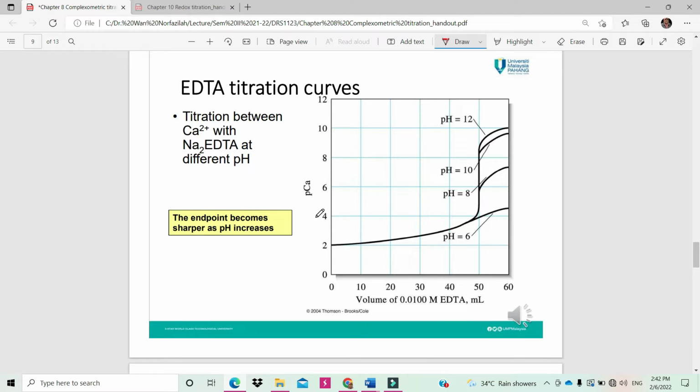So just now I said that when you have specific metal ions, for example here you have calcium ion, this pM will be pCa. Okay, so negative log the concentration of calcium ions. Okay, it is at different pH. Okay, and you can see that the curve is also different based on the pH.